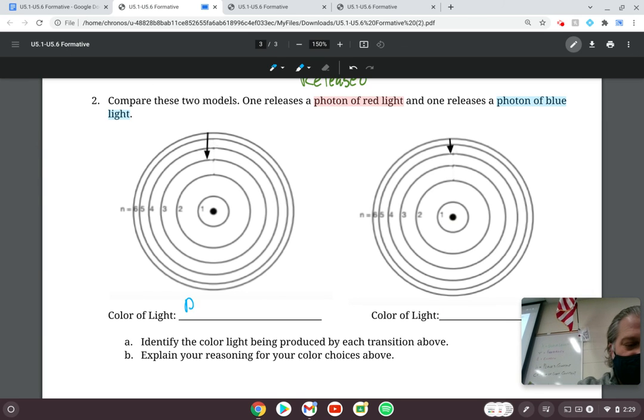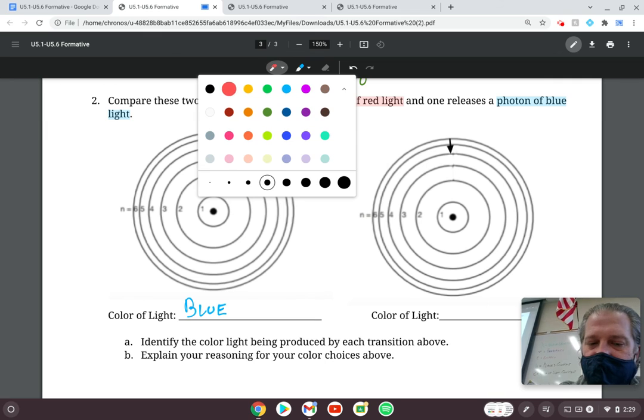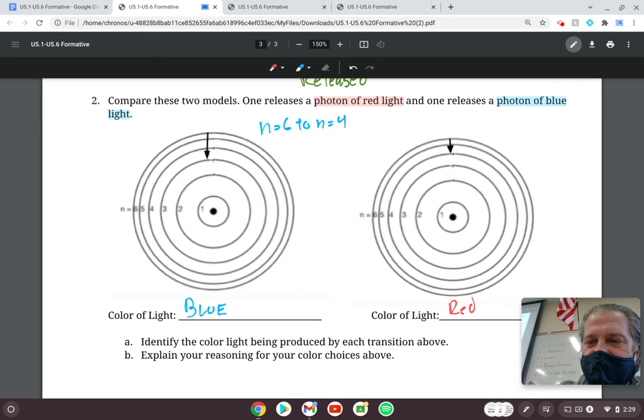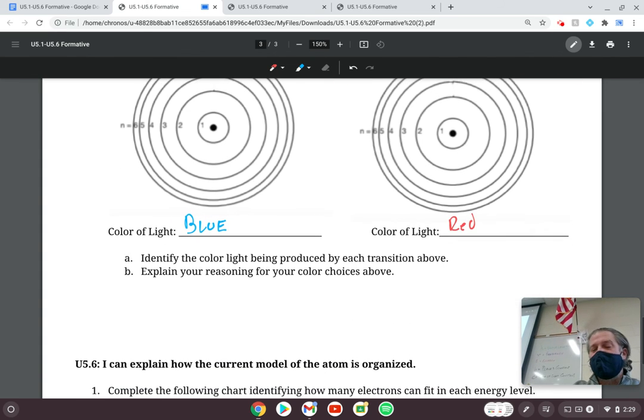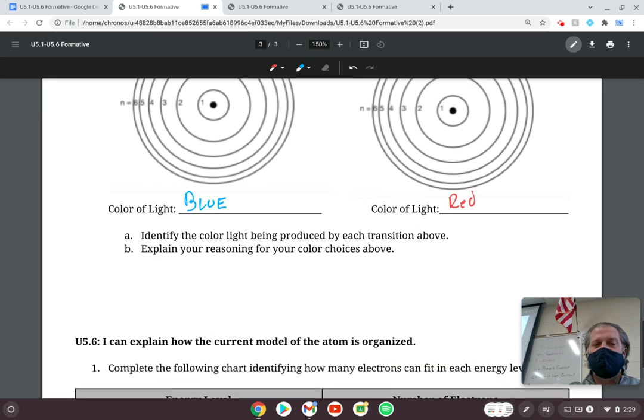So this one will be blue light because it dropped from N6 to N4. And this one will be the red light because it dropped from N6 to N5. The one that dropped the most is the one that has more energy, and as a result, that's the blue light.